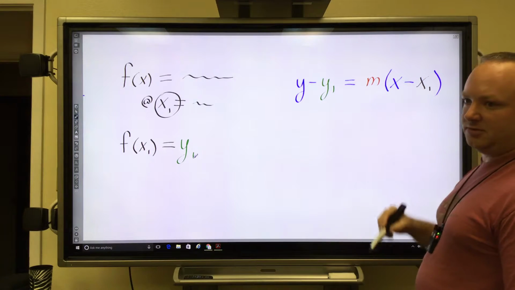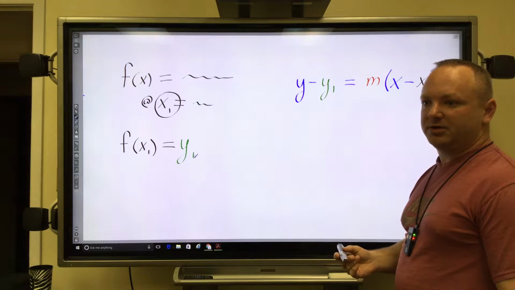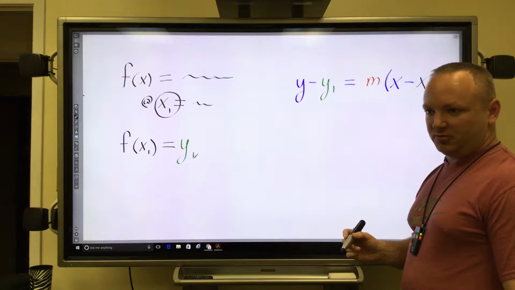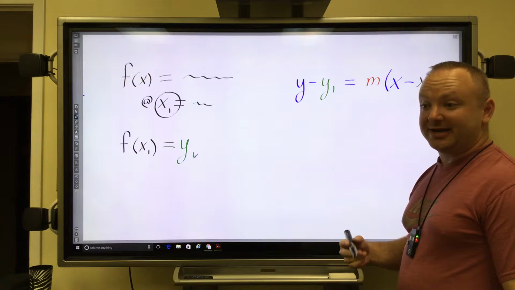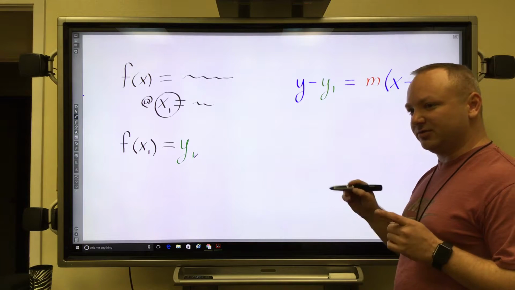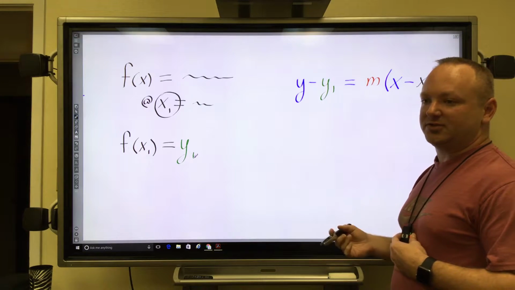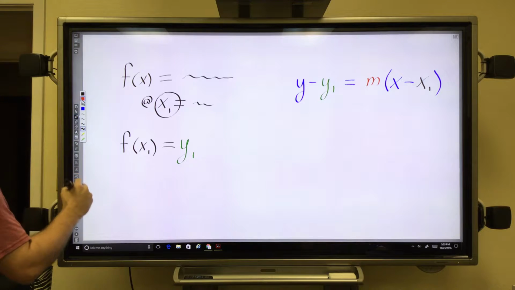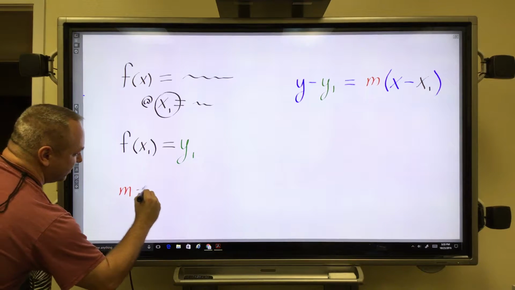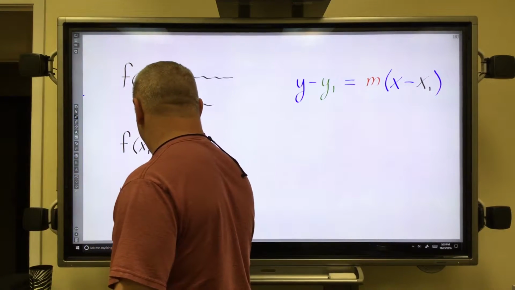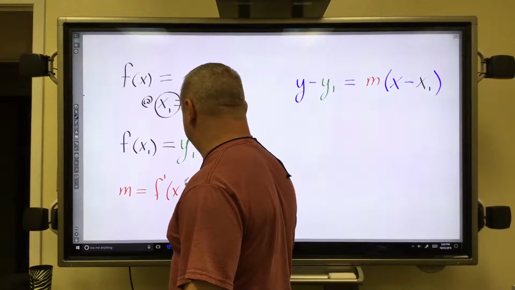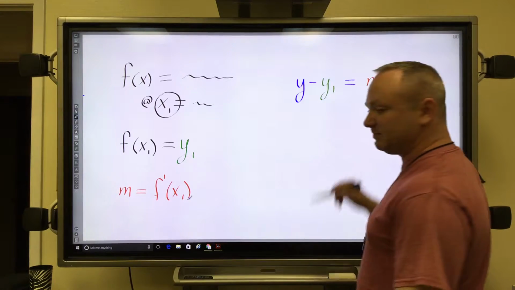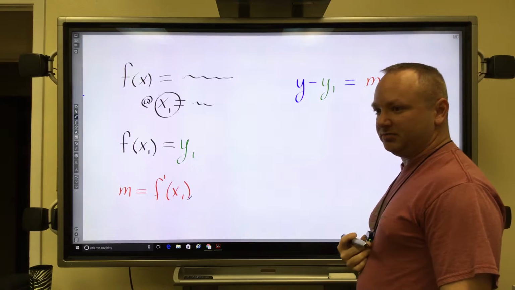You also have to find m. M is a slope. We know the slope can be found with y2 minus y1 over x2 minus x1, but that just finds a slope between two different points. If you're only given one value of x and a function, then you have to know how to take the derivative. So m is equal to f prime of x1. You find the derivative, you plug in that value of x, and that gives you your slope. And that's all that you really need.